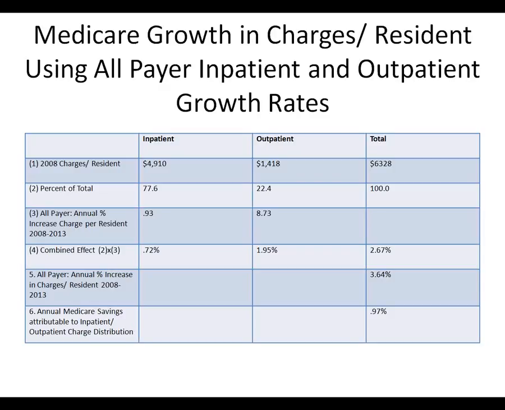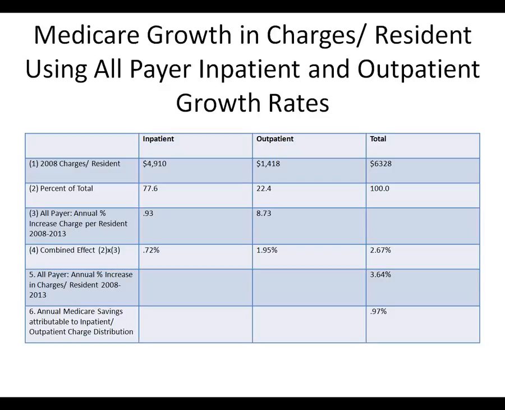On the first line, we break down the Maryland hospital charges between inpatient and outpatient for residents over the age of 65. We then calculate the percent of inpatient to total and outpatient to total. And on the third line, we record what the annual increase per resident charges has been over the 5-year period, 2008 to 2013, for both inpatient and outpatient services.